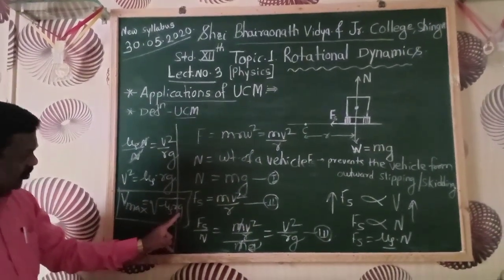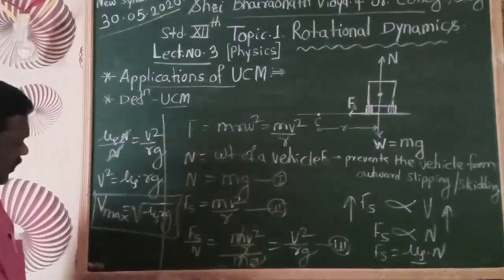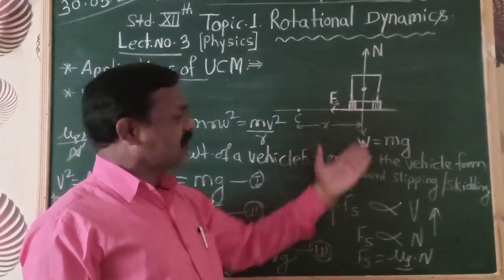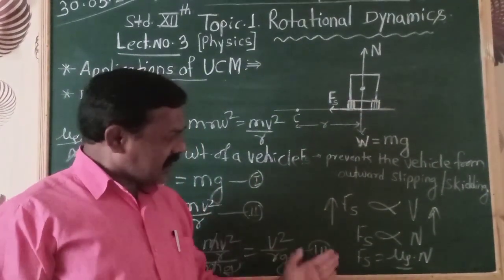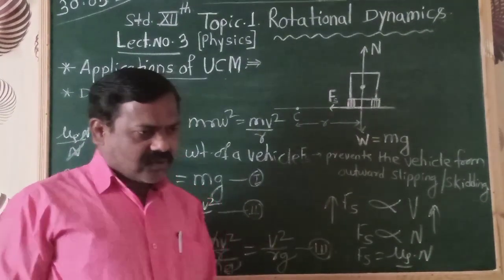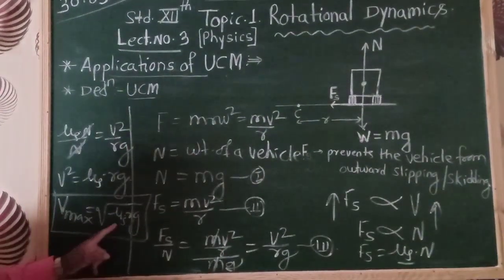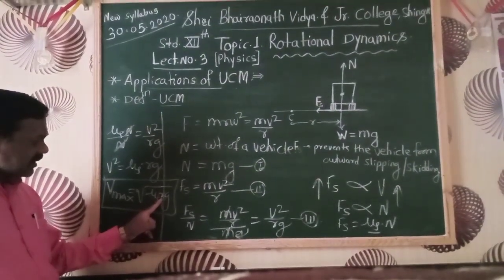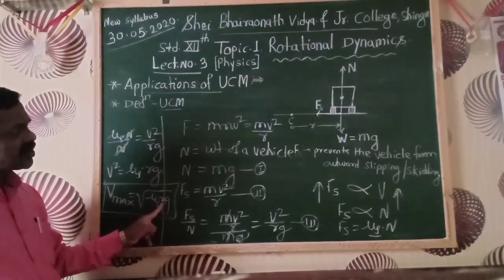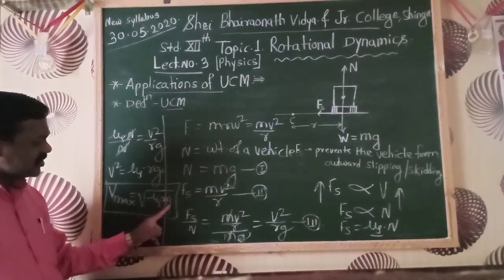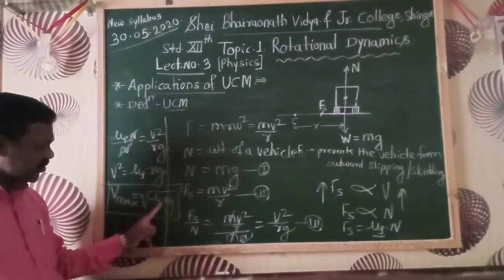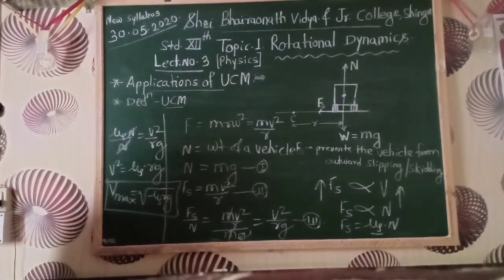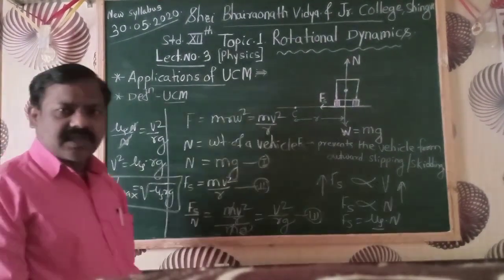Using this formula we can calculate the maximum speed of any vehicle along a horizontal curved road surface. Then for a numerical we can take the values of mu s, known as the coefficient of static friction, R the value of the radius of the curved road, and g the acceleration due to gravity. Putting these values and taking the root, we get the maximum speed of that vehicle measured in meters per second. That's all.